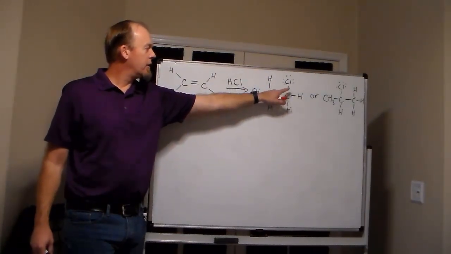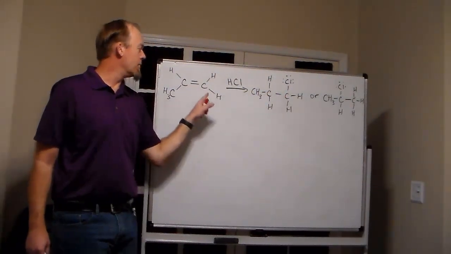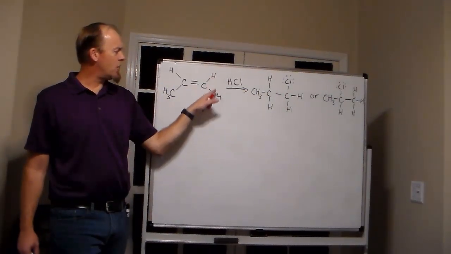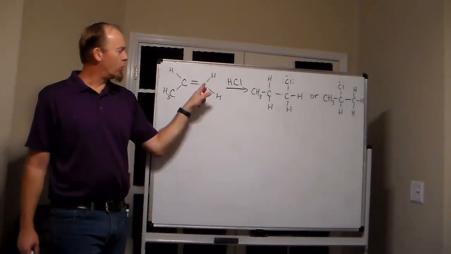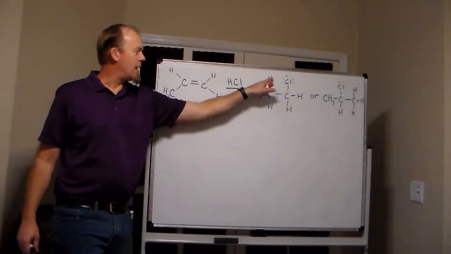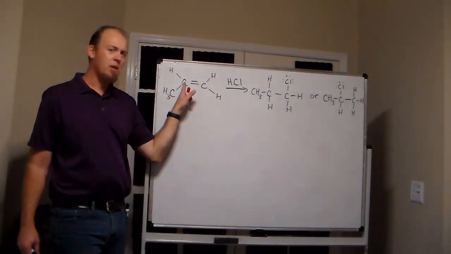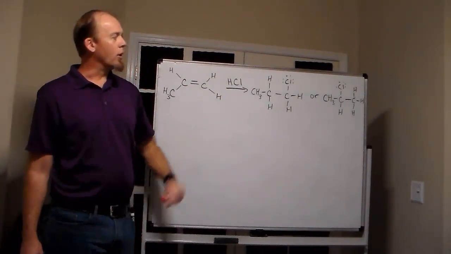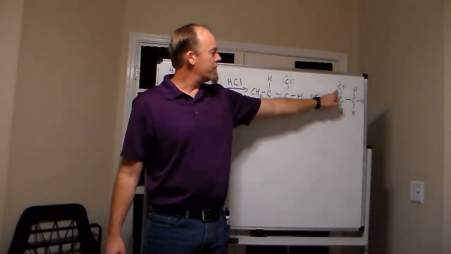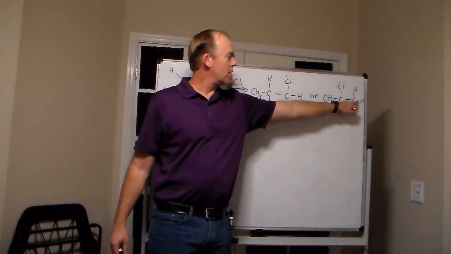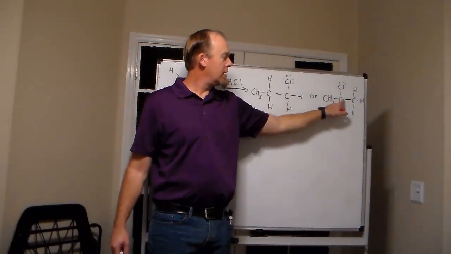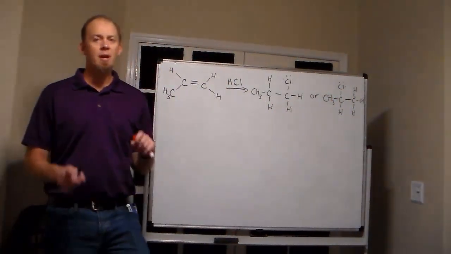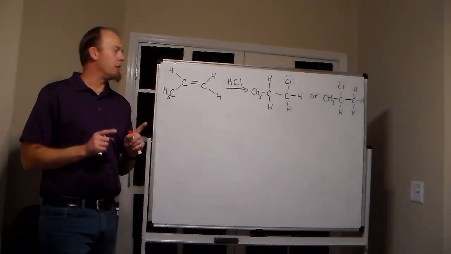The chlorine adds to the end carbon, that's this one right here, the one that had two hydrogens on it. If the chlorine adds to this one, then the hydrogen has to add to this one here, the one that's attached to the other carbon. Or we can flip it: hydrogen adds to the end carbon, chlorine adds to the middle carbon. Those are the two possibilities.